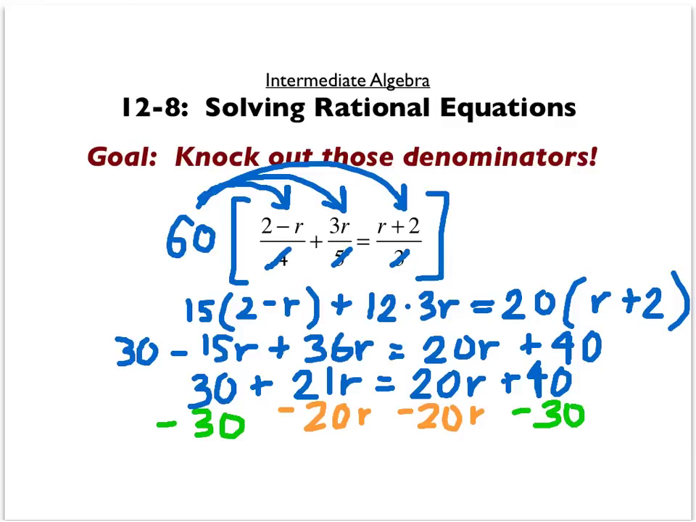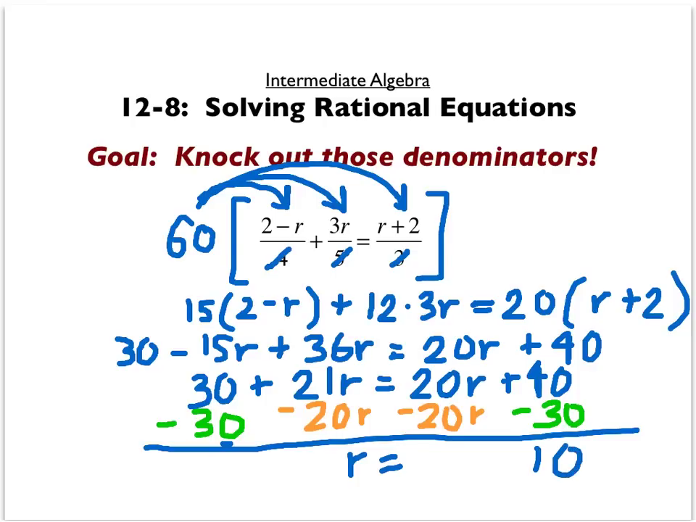Usually we don't do this in the same step, but I think I'm going to try here just for the sake of simplicity. So now what I'm going to end up with here, way at the bottom of the slide, notice on the left side the 30s are gone. 21r minus 20r is just plain r, or 1r. And on the right side those r's are gone, and 40 minus 30 is 10. So there's my answer, r equals 10. A little bit of an involved process, but not too much.